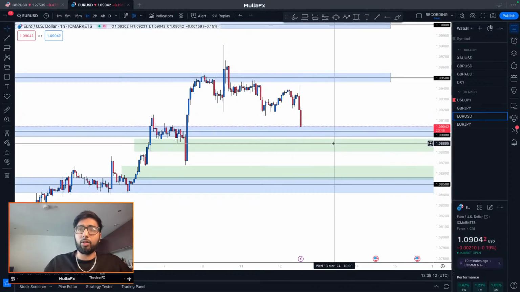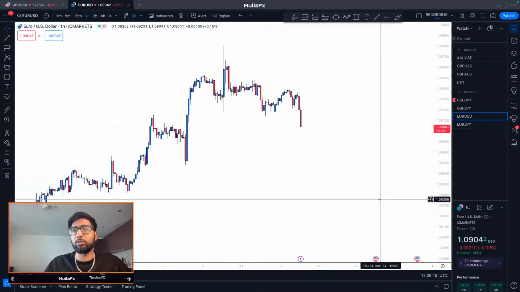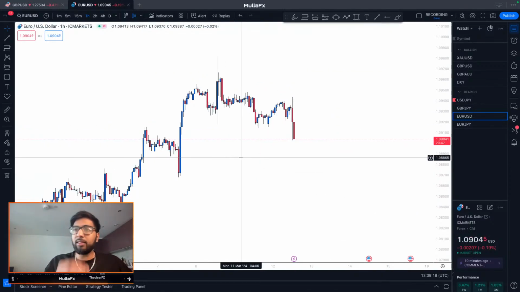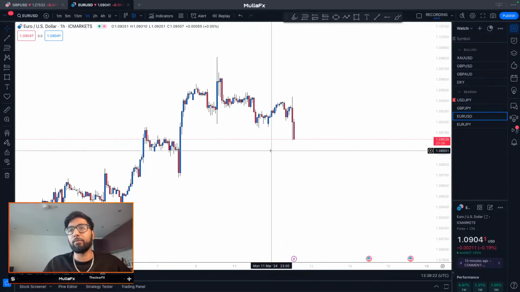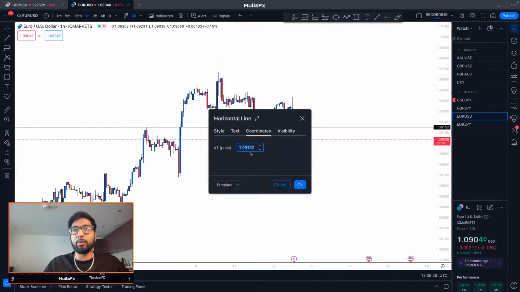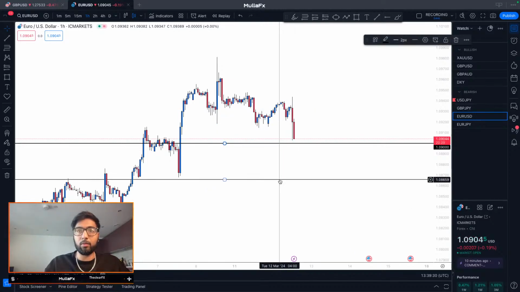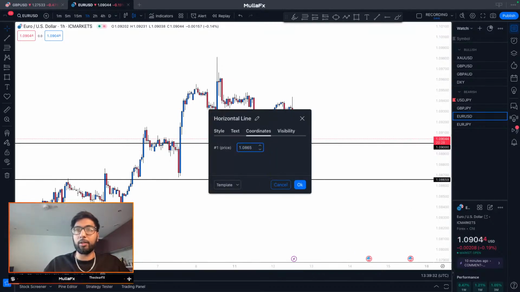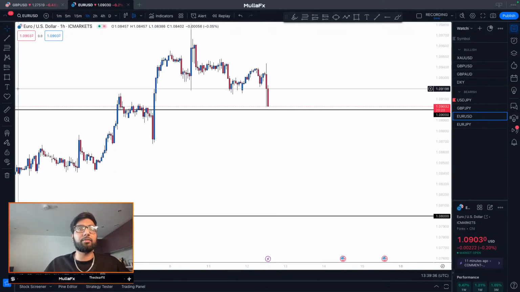Okay, so if I just remove this, let me just clear the whole chart, remove ones. Okay, cool. So with this, it's a little bit different because you can't do 1.09 and then 1.08, right? So let me just show you an example, right? So 1.09, right, and then 1.08, right? Now, as you can see, guys, this is very far.